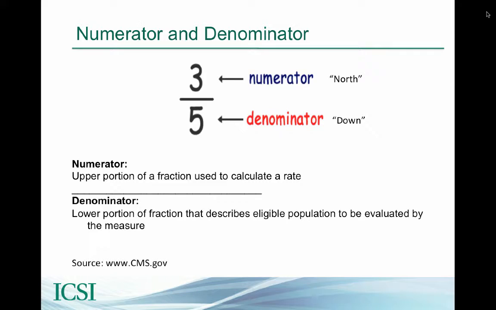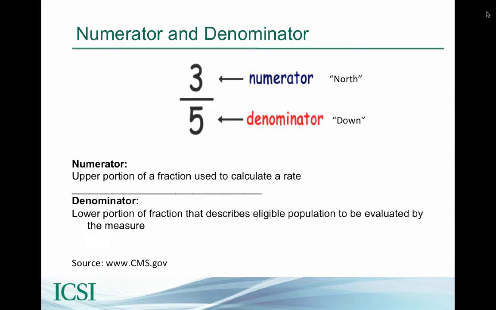A key piece of data is numerator and denominator, and many folks are not comfortable with what a numerator and denominator is. They don't know how to do it, but they're too embarrassed to say they don't know. So we're just going to call it out. As you can see, numerator is north, or it's on top, and the denominator is down or on the bottom. So use the N and the D as kind of your key. So you can see the explanation here as well.